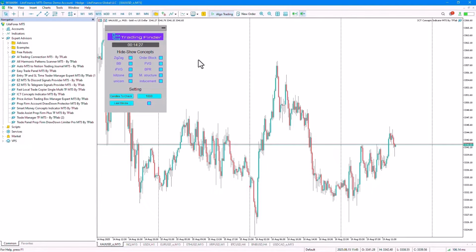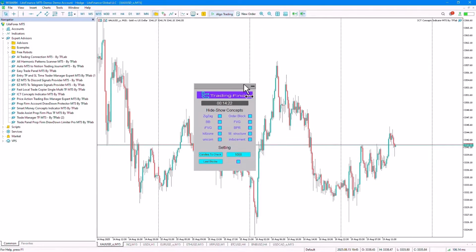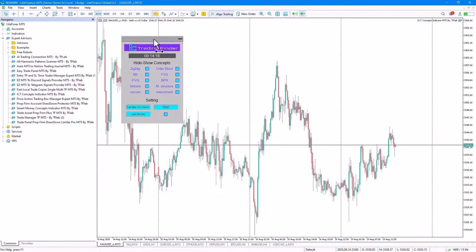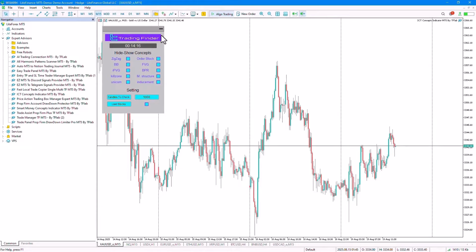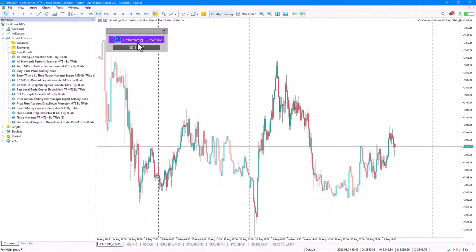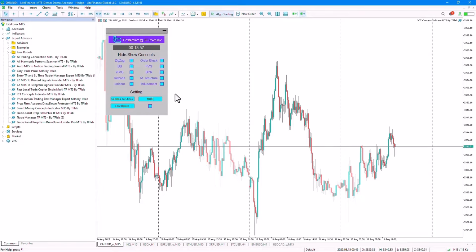Additionally, traders can easily move the expert panel on the chart by hovering the mouse over the top of the panel and clicking on this section, transferring it to their desired position. Or, by clicking on the Minimize option, we can reduce the expert panel to its minimum size, which only displays the remaining time until the current candle closes. By clicking on this section again, the expert panel will return to its default display mode.